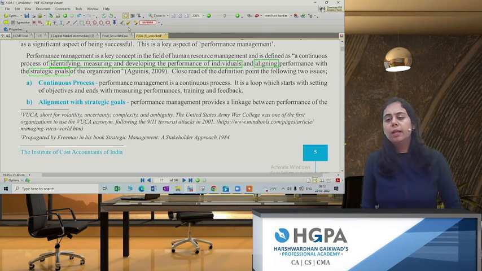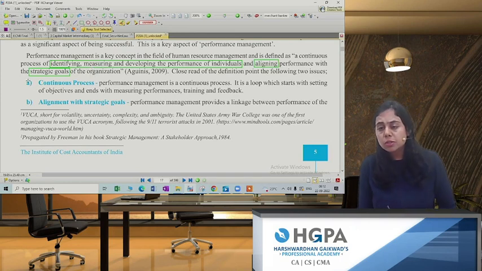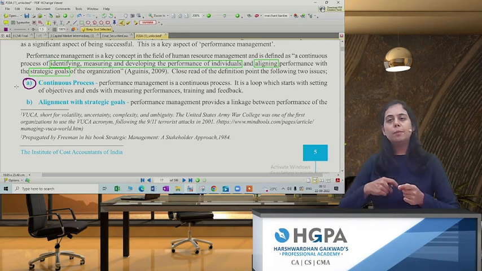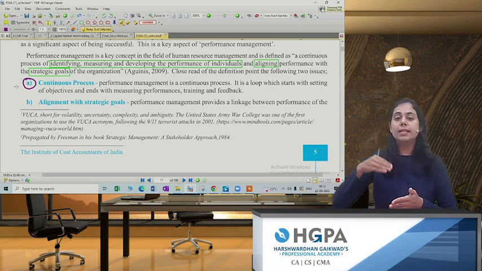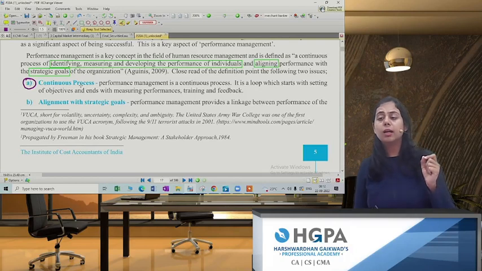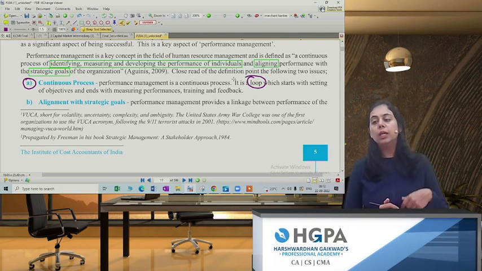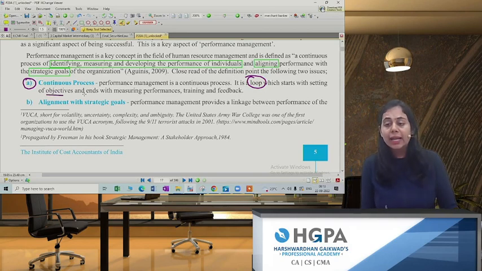Performance management. What are the two key factors in performance management? Is this a one-time process? No. This is going to be a continuous process. We will set our performance target and start working on it. We will set our next performance target and start working on it. Thus performance management is a continuous process. It's a loop. It's always going to be a loop which starts with setting the objective and ends with measuring the performance.